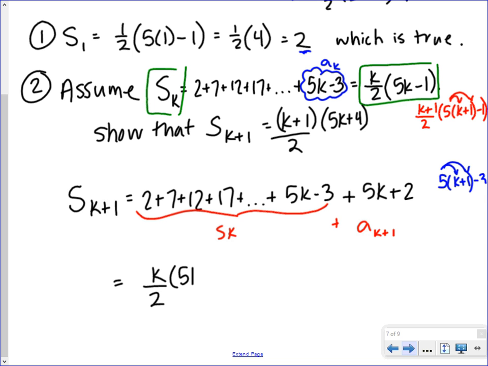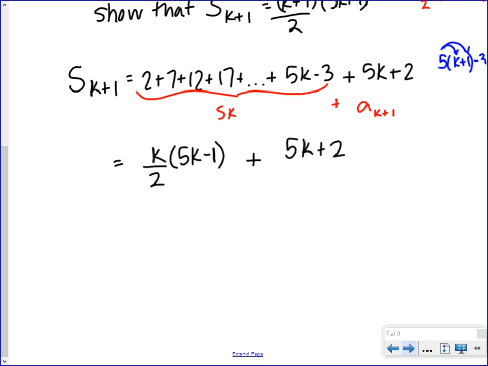k over 2 times 5k minus 1. You're always going to take that first part where you're adding up all the terms in the series, and you're going to set it equal to what you assumed the series was, that formula with k. You still need to add 5k plus 2. Now, one thing I recognize, over here on the left, I could distribute the k, and that would give me 5k squared minus k over 2. And I want to add 5k plus 2.